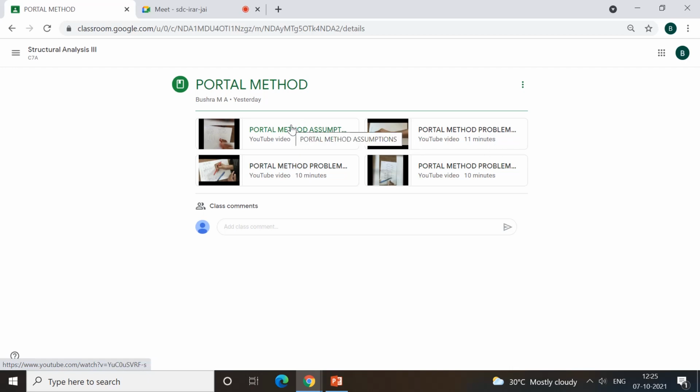In the first video, we have clearly explained how an indeterminate structure is converted into a determinate one by making some assumptions. Whether it is the portal method, cantilever method or substitute frame method, we will be making some approximations to make the structure easier to solve, or reducing the degree of indeterminacy. By making some assumptions, that is the approximate method of analysis.